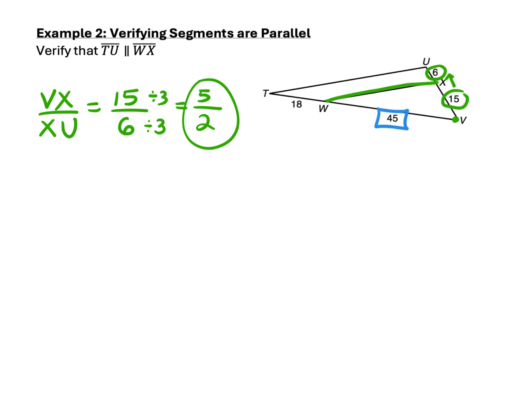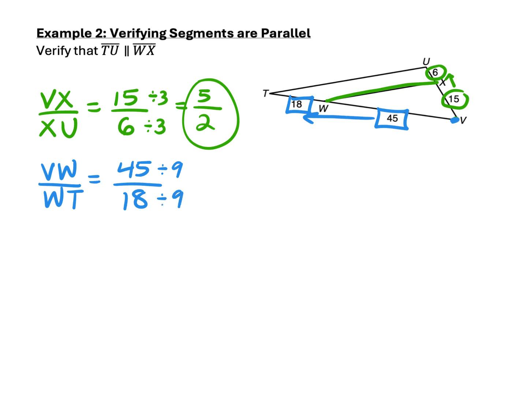So I've got to make sure that I go the same direction, which is from the top of the triangle, or the vertex here, on down. So I'm going to go 45 over 18. So that is VW over WT. And subbing in our values, that's 45 divided by 18. If you simplify this fraction, both are divisible by 9, and that does simplify to 5 over 2 as well.